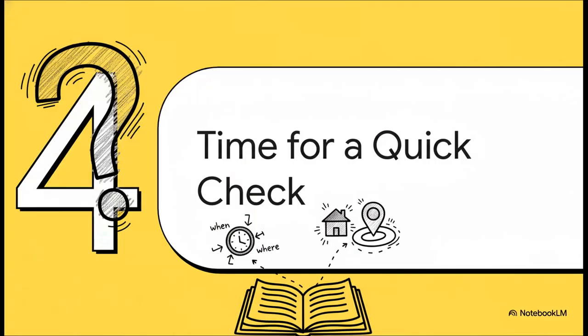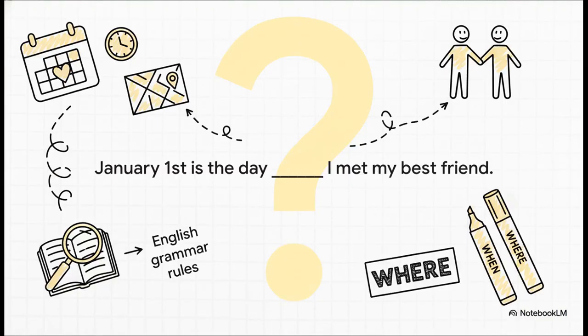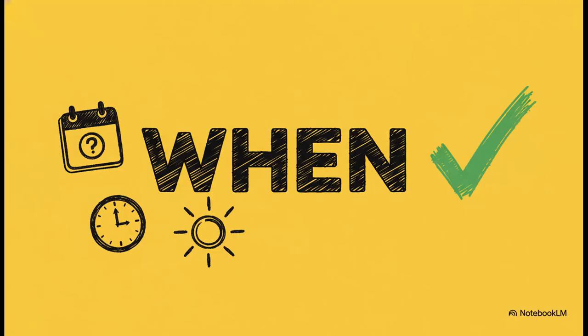All right, theory's done. You've learned the rules, you've learned the pro tips. Let's do a quick check to see if it all stuck. I'm going to throw a few sentences at you with a blank. You just tell me if it's when or where. Ready? Okay, first one up. January 1st is the day blank I met my best friend. What do you think? Which word connects those two ideas? Yep, you got it. It's when. Because January 1st is a time, so we use when to add more info about that day.